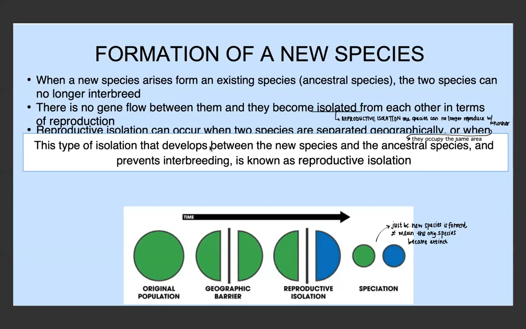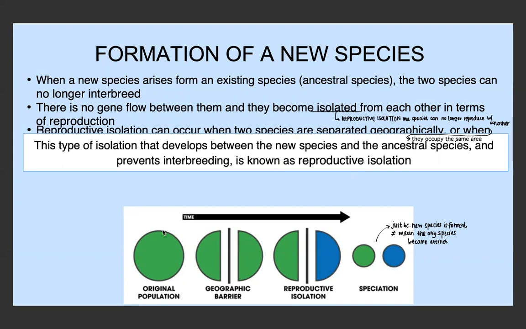So the type of isolation that develops between the new species and the ancestral species, preventing interbreeding, is what we were calling reproductive isolation. We can see here an example of reproductive isolation when the species are separated geographically. We know that this here is a geographic barrier.